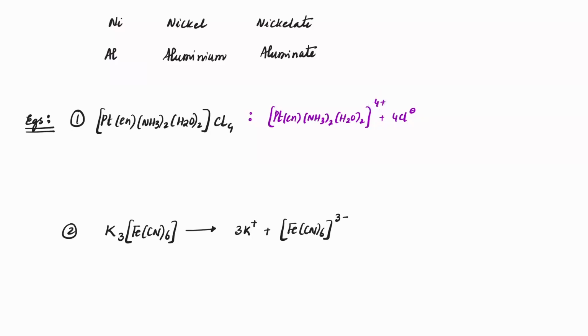Then try to also figure out the oxidation state of platinum. If x is the oxidation state of platinum, then ethylenediamine has zero charge on it, ammonia has zero charge on it, and 2 times water has zero charge on it. Overall, we have plus 4, which clearly shows that x is equal to plus 4, which is the oxidation state of platinum. Now, using that, you have to write the name.